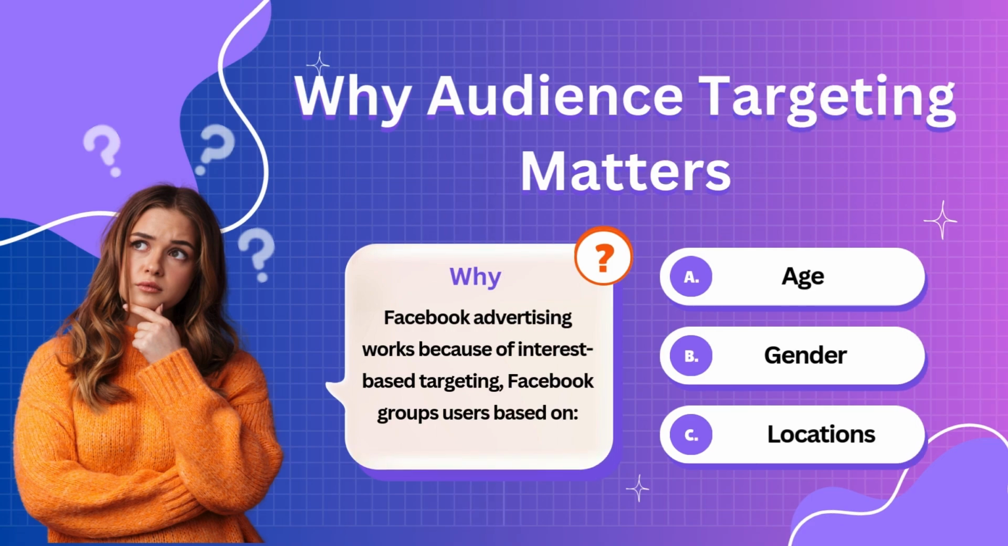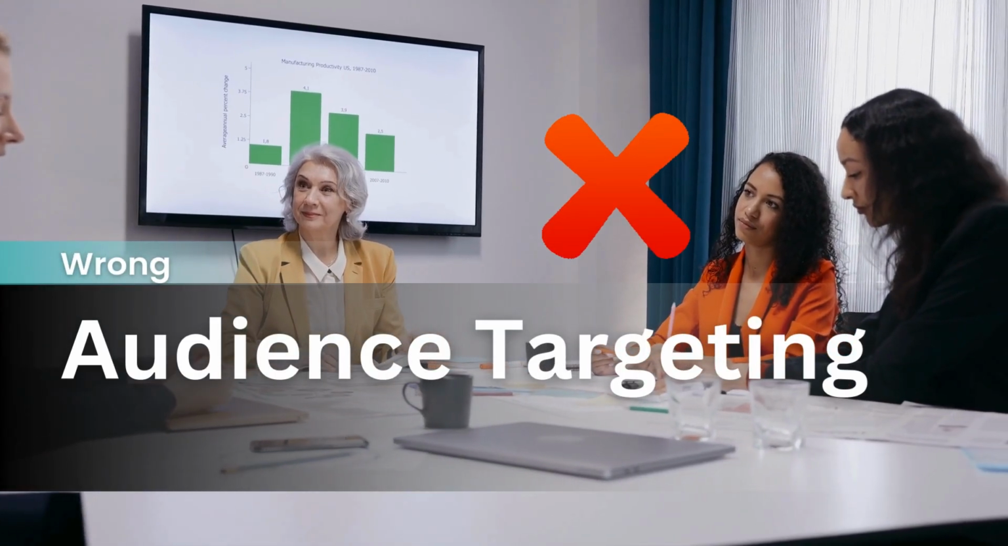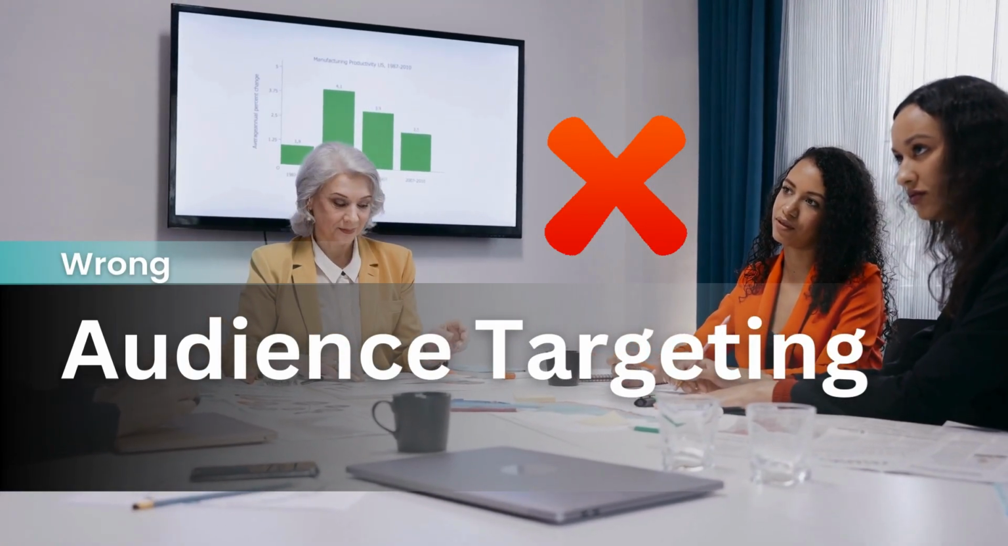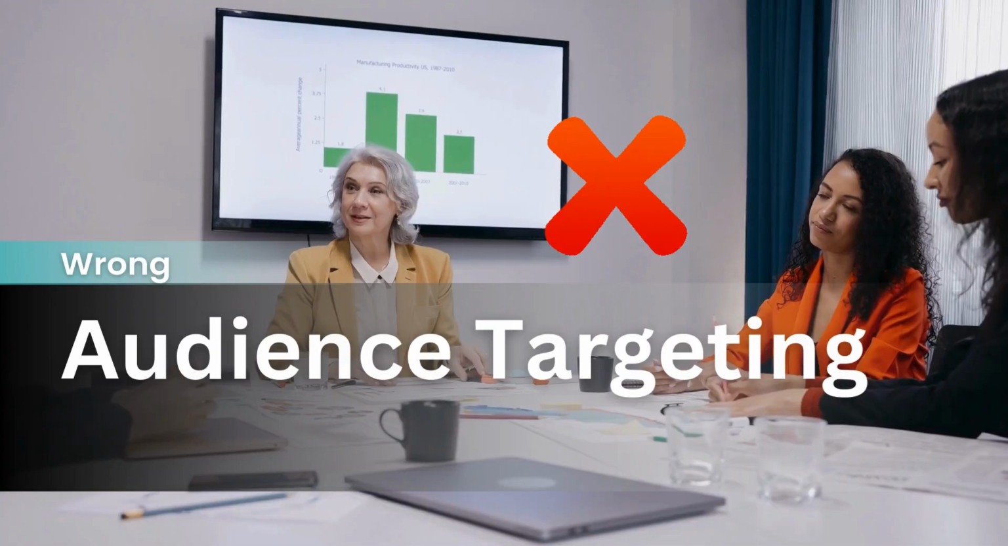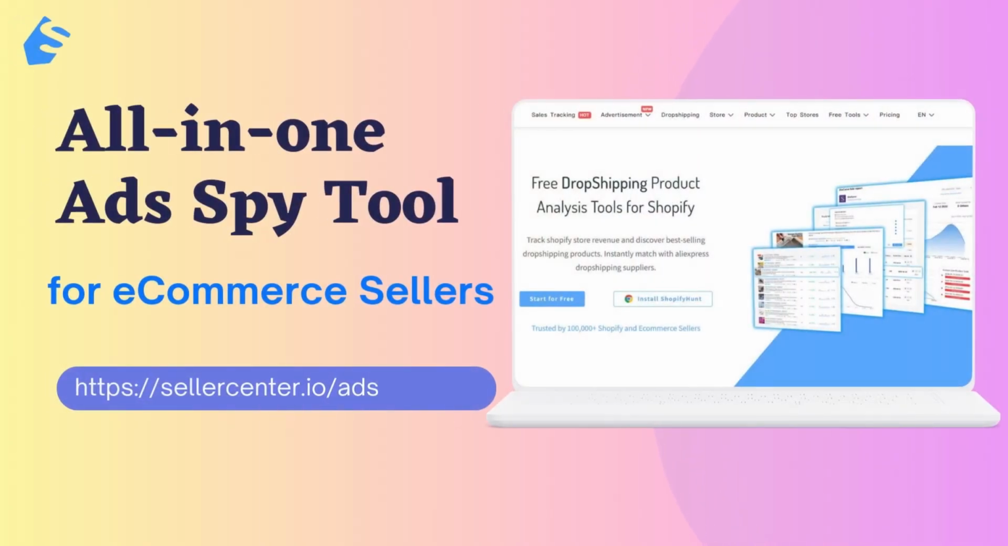Before we jump in, let's talk about why audience targeting matters. Facebook advertising works because of interest-based targeting. Facebook groups users based on demographics like age and gender, geographic locations. If your audience targeting is wrong, even the best creatives won't convert. That's why smart advertisers don't guess, they analyze what's already working. And this is exactly where SellerCenter's Facebook Ads library comes in.